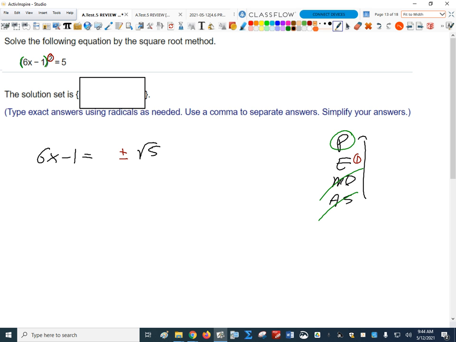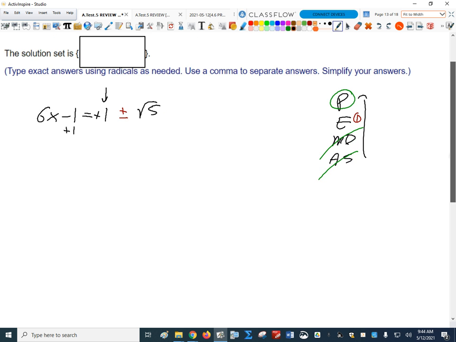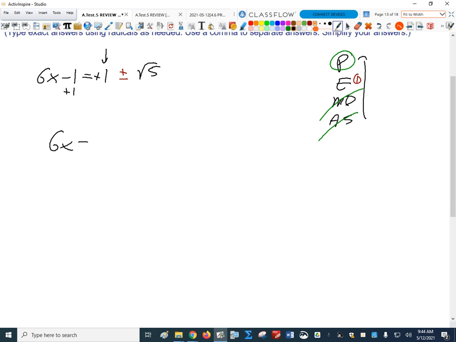Add the 1. Where do I put the 1? So remember, when we're adding, and we've already got a plus or minus there, this is kind of my little trick. You always want to put it in front of the plus or minus, okay? So we're going to add 1 to cancel those, right? And that's going to give us 6x equals 1 plus or minus the square root of 5. Last step, divide by 6. There you go.